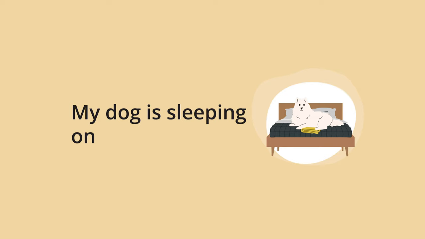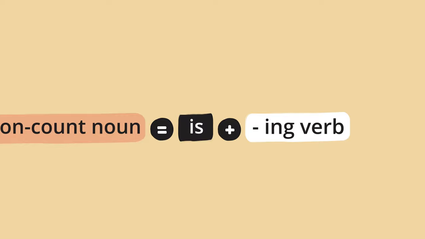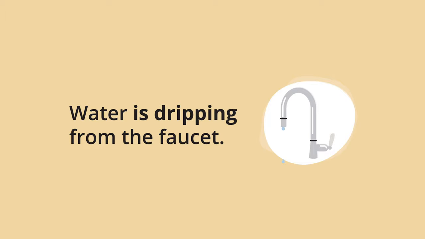We also use is plus ing verb when the subject noun is non-count. Water is dripping from the faucet. The ice cream is melting.